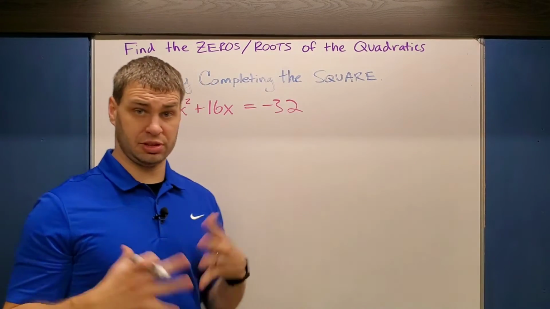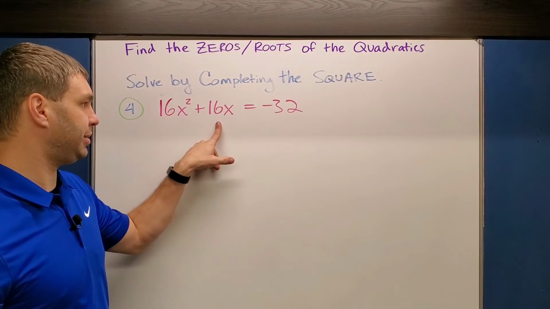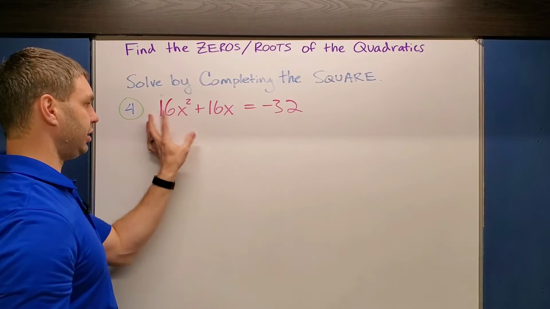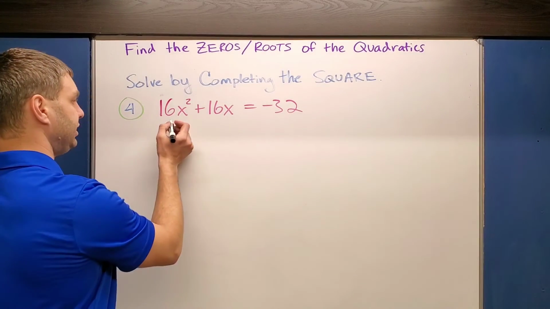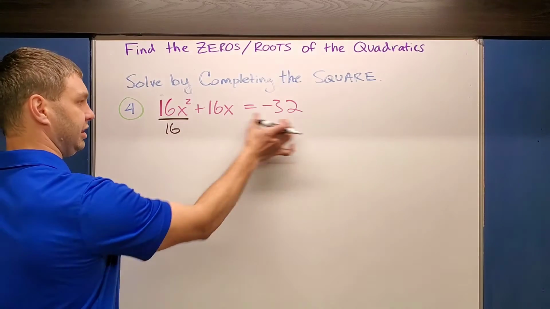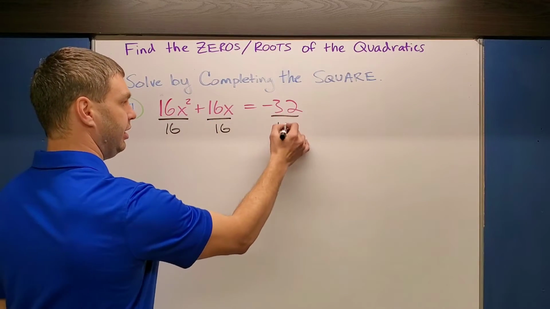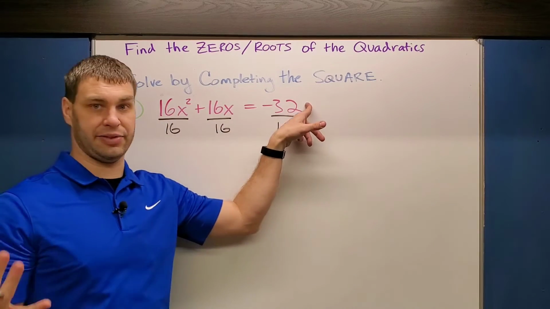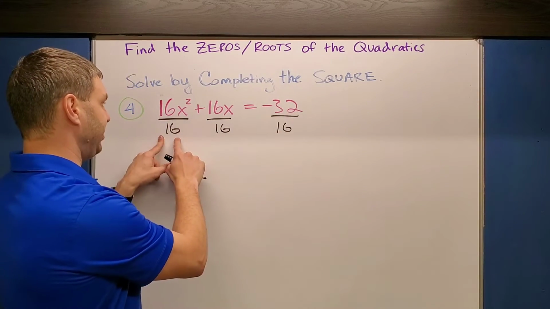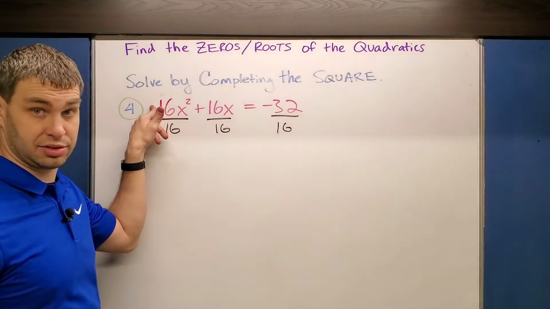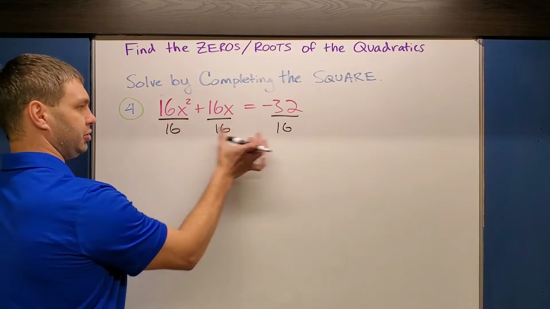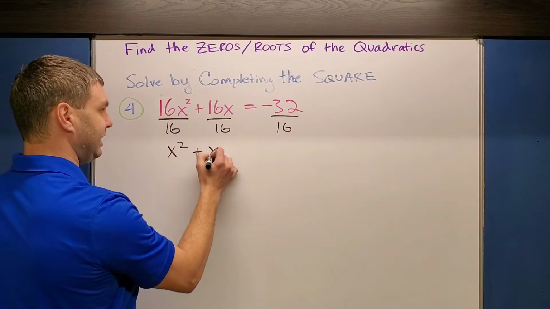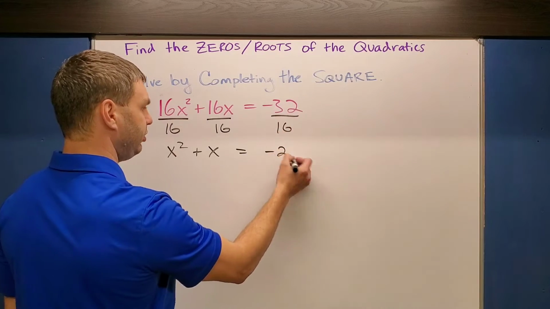All right, problem number 4, we're still solving by completing the square. It says 16x squared plus 16x equals -32. Now, no matter what the other terms are, whatever comes in front of our x squared term, we have to divide by that number. It's going to kind of look like I'm taking out a GCF here, but it would be true if this number was, you know, like a 17 or a -33. You would still divide by 16 because that's what's in front of your x squared term. So even though those are all divisible by 16, it just happens to work out that way. x squared plus x equals -2, all right?